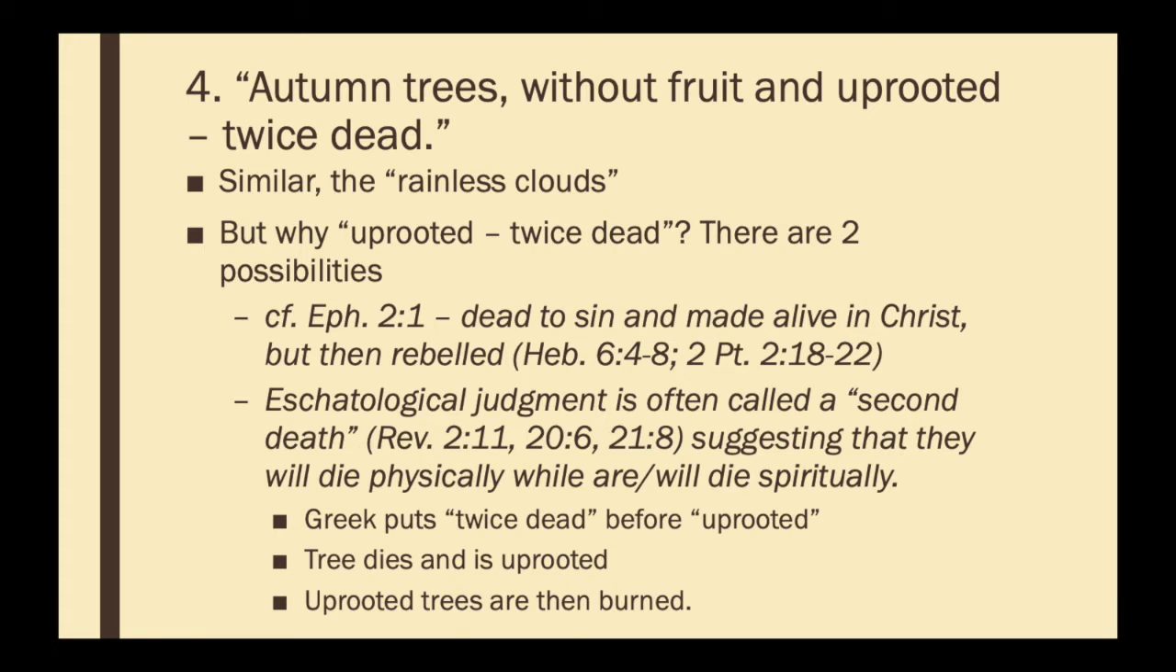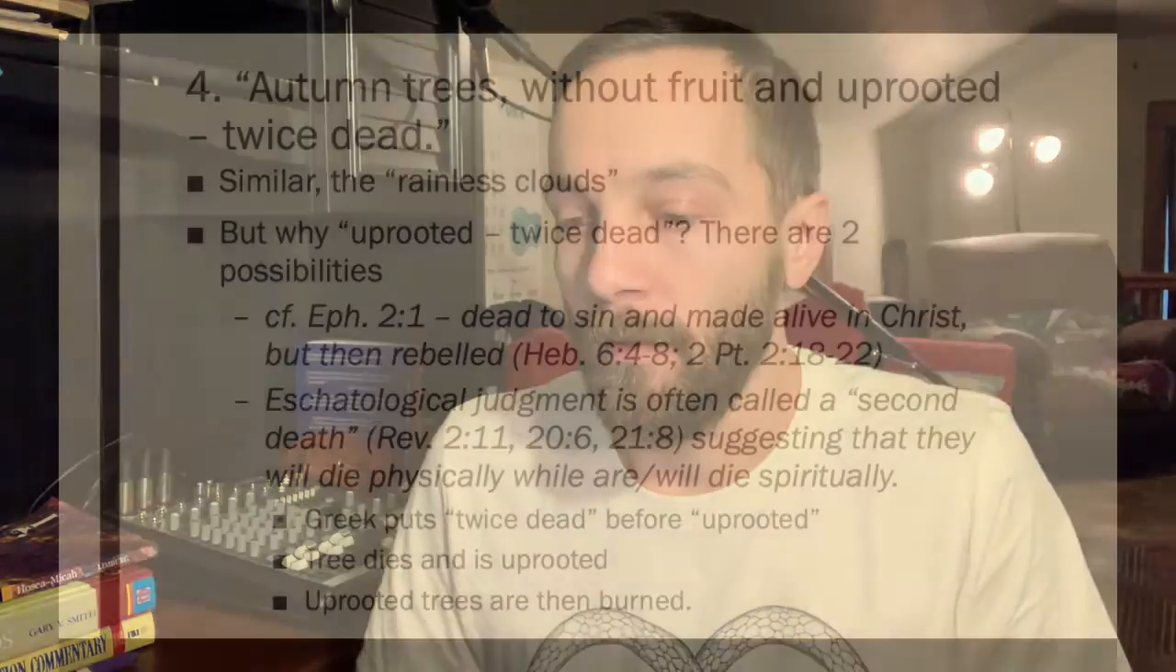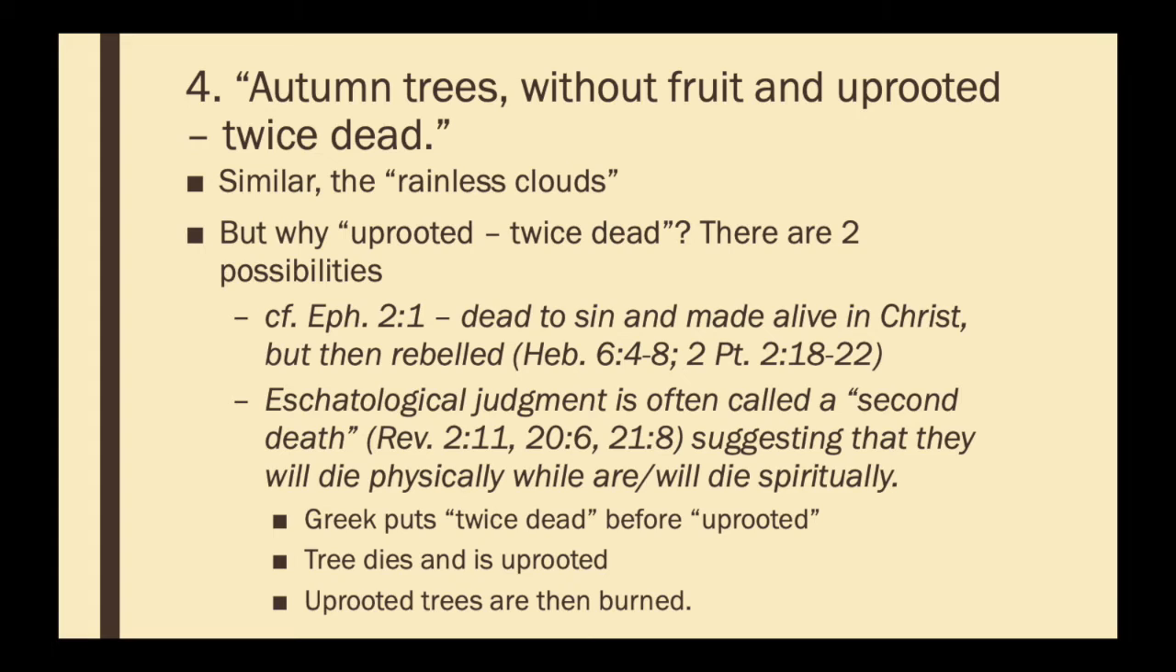There are two possibilities. For example, Ephesians 2, verse 1, dead in sin and made alive in Christ, but then rebelled. All right, so they were living in sin, and the result of sin is death. The end result is death. But if they're made alive in Christ, then they're not going to be a part of death. But then they rebelled, so therefore they go into that second death. Another thought is that eschatological judgment is often called a second death, according to Revelation 2:11, 20 verse 6 and 21:8, suggesting that they will die physically and will die spiritually.